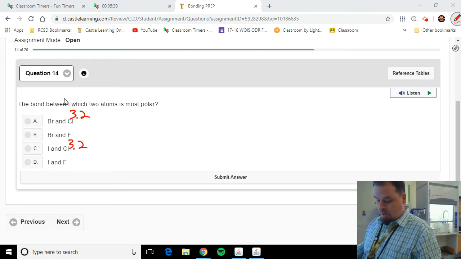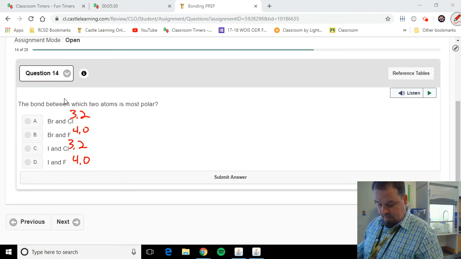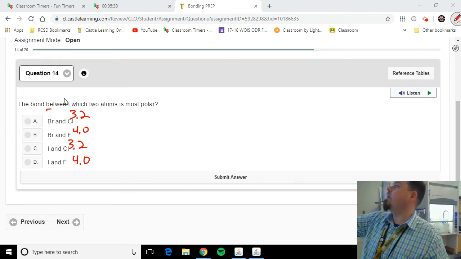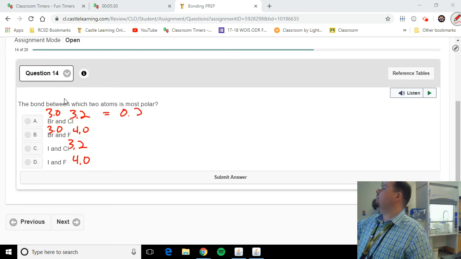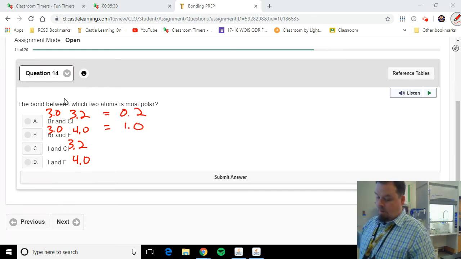3.2. Fluorine is 4, right? That's the only one I really know off the top of my head. So fluorine is 4. And then bromine is 3.0. So I got an answer here of 0.2, 1.0.